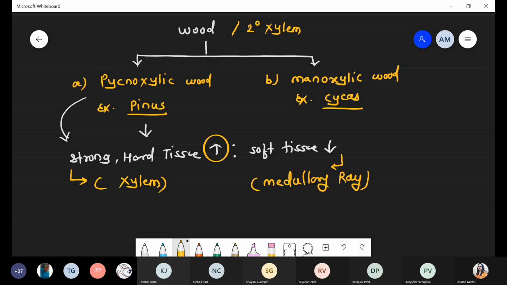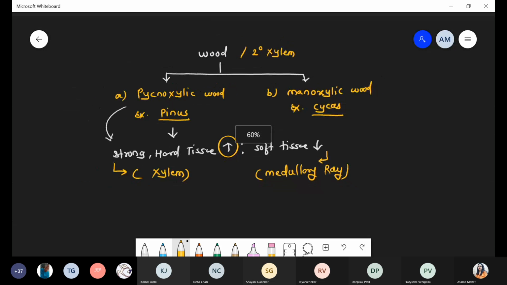So the pycnocyclic wood example is Pinus. Pinus has a higher concentration of hard tissue and a lower concentration of soft tissue. That's why this type of wood has commercial value. It is commercially good.